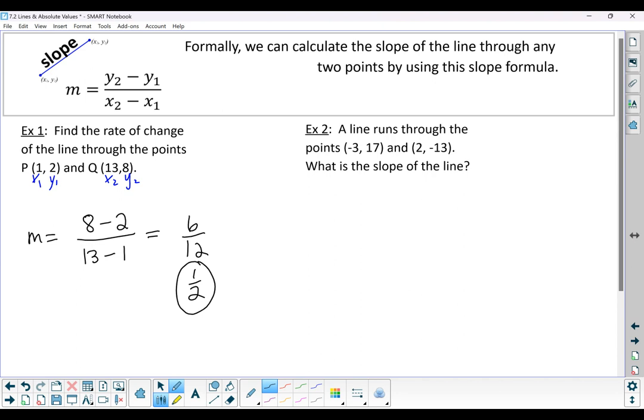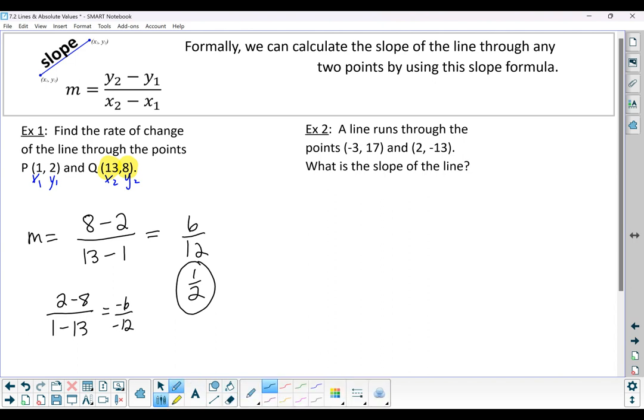If you had chosen differently, it would be fine. You could have chosen to do 2 minus 8 over 1 minus 13. That also simplifies to be -1/2. Just make sure that you're consistent. So if you choose to start with 8 and subtract 2, then on the denominator you have to start with 13 and subtract 1. So just be consistent.